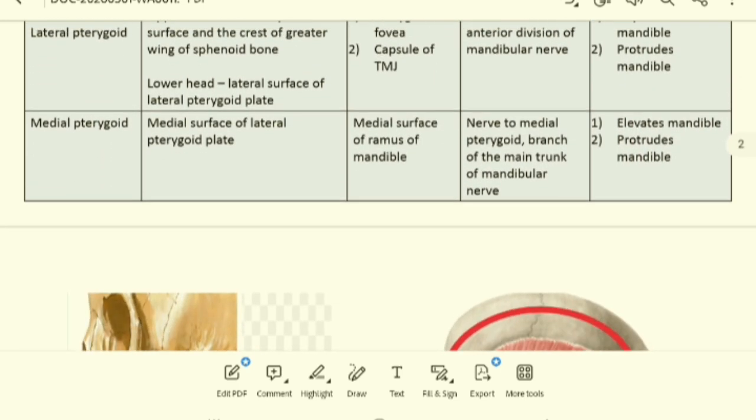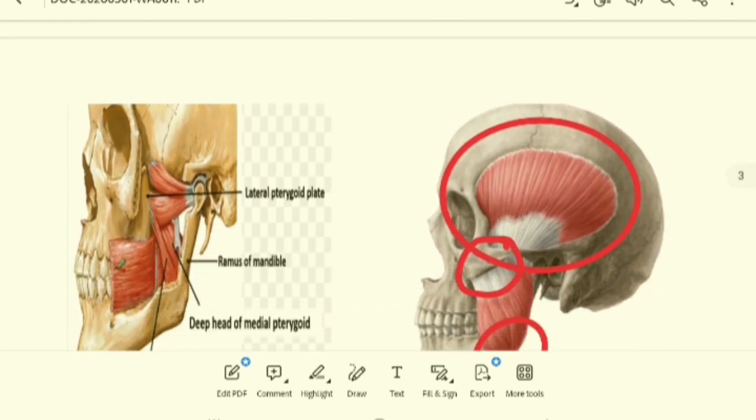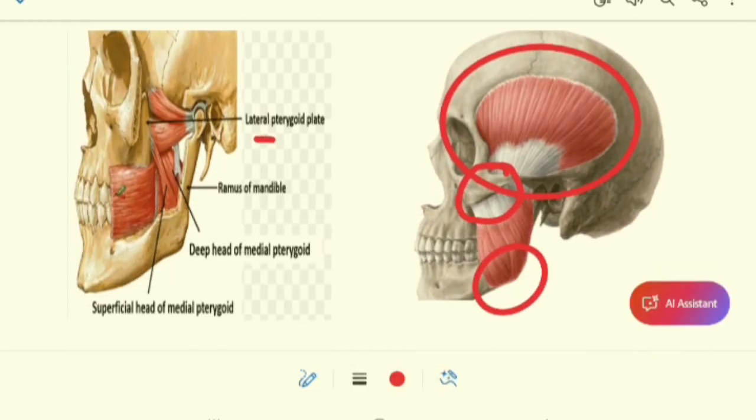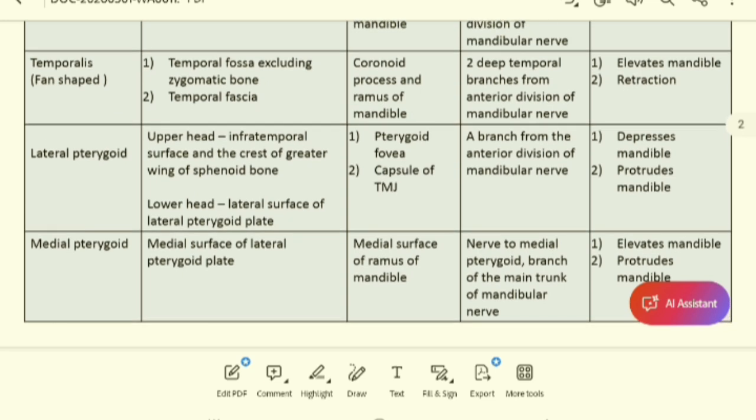Coming to lateral pterygoid. So lateral pterygoid has got an upper head and a lower head. As you can see in the photo, the lateral pterygoid plate. I hope you can see the lateral pterygoid plate. And then here this is the upper head and this is the lower head. Both of them fuse and become one. So the insertion is one, but we have two origins over here, as you can see.